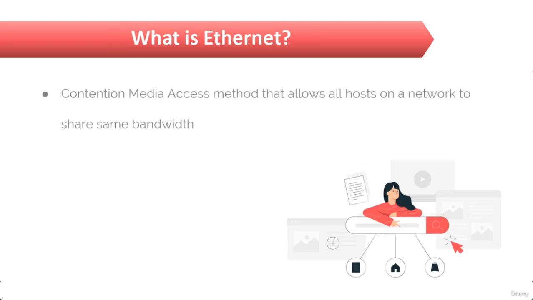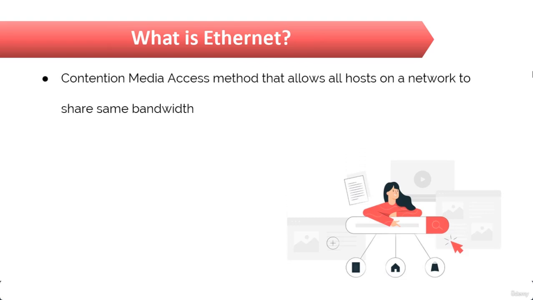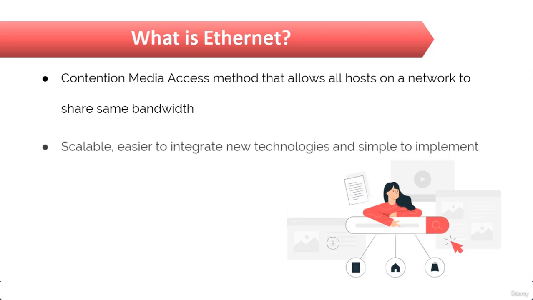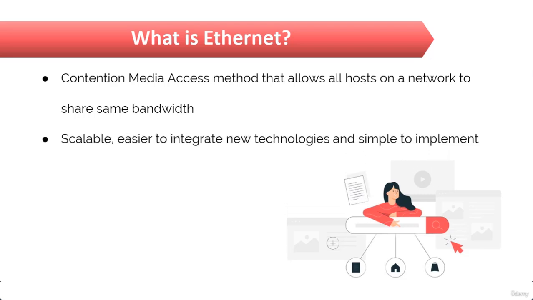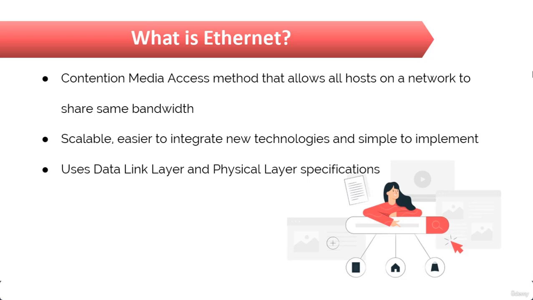Well, what is Ethernet? Ethernet is a contention media access method that allows all the hosts on the network to share the same bandwidth of a link. Ethernet is popular because it's readily scalable, meaning that it's comparatively easier to integrate a new technology, for example, fast Ethernet and gigabit Ethernet, into an existing network infrastructure. It's also relatively simple to implement in the first place, and with it, troubleshooting is reasonably straightforward.